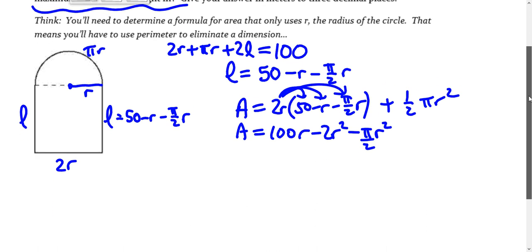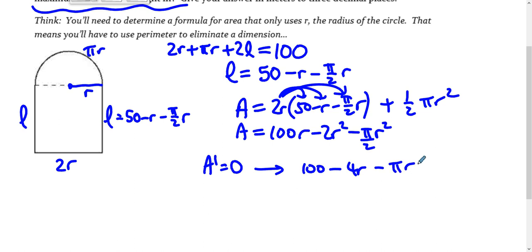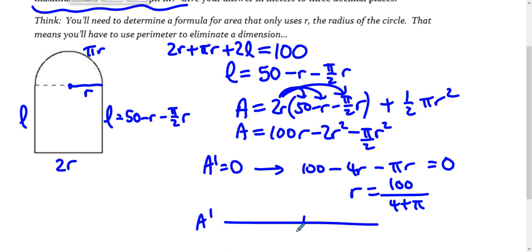So now what? What do we know? We know that if we graph this, it tops out somewhere. I want to know where it tops out. Where it tops out, its derivative is 0. Well, what's its derivative? 100 minus 4r minus pi r. We want that to equal 0. And so r turns out to be 100 over 4 plus pi. And you can confirm that the area is increasing before that value and decreasing after that value.